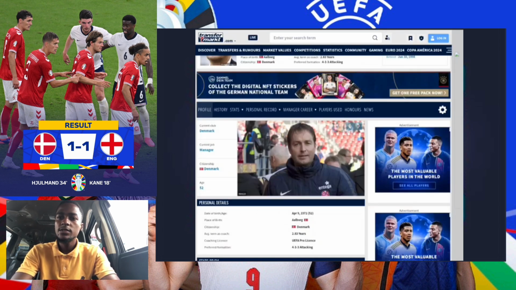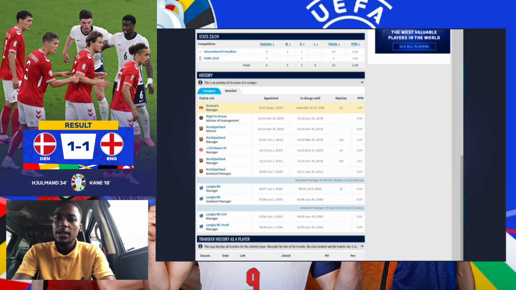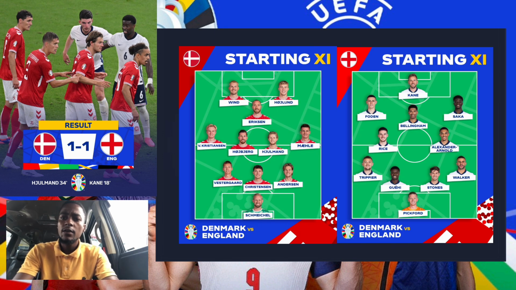His preferred formation is an attacking 4-3-3, given the technical and tactical intelligence his current squad of players has. This formation will make great use of the players available. If you look on the left side of the screen you will identify that the match was a draw, with Kane scoring for the Three Lions and Hjulmand for the Red and Whites.